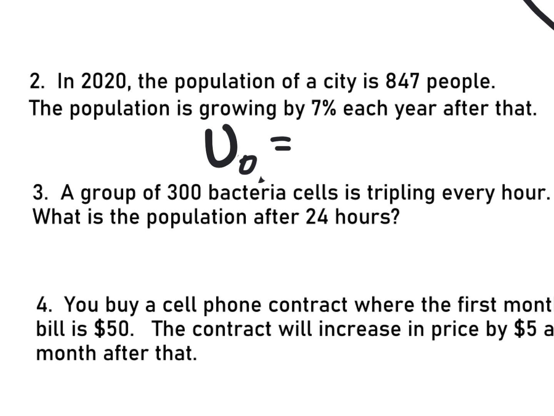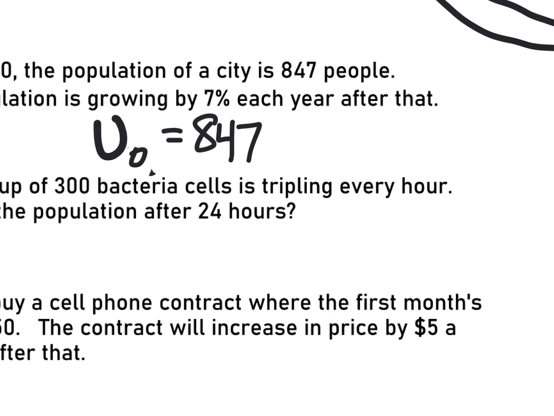So between the year 0, which is when you start, and year 1, there's going to be a change. That's how you know you should use u sub 0. 847 to start with. Then you always do u sub n equals u sub n minus 1. And then you got to figure out what happens.